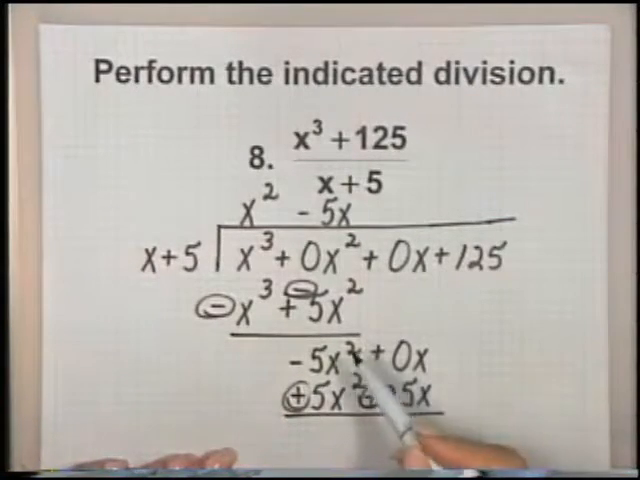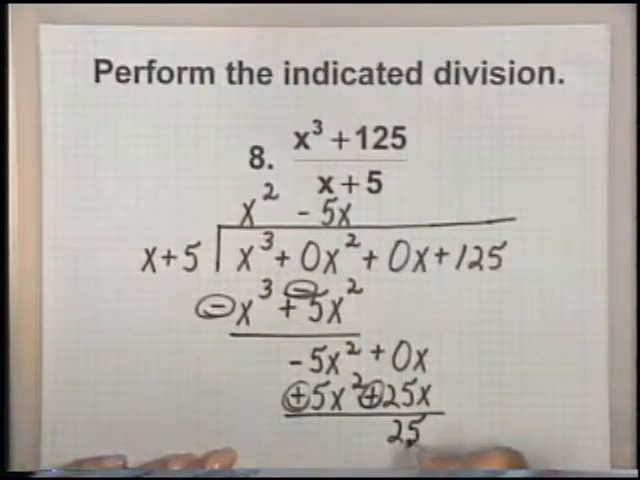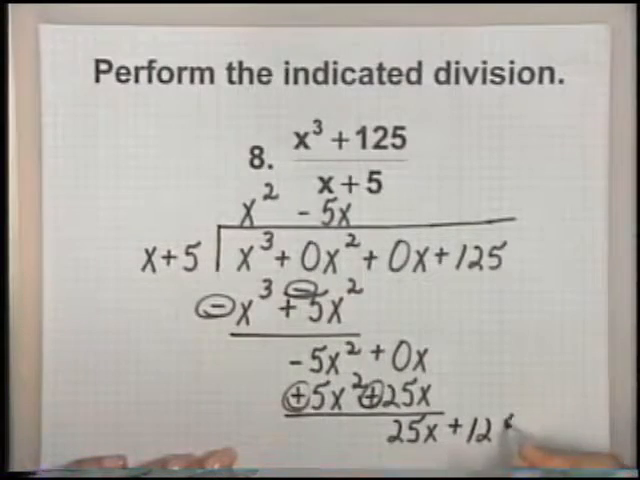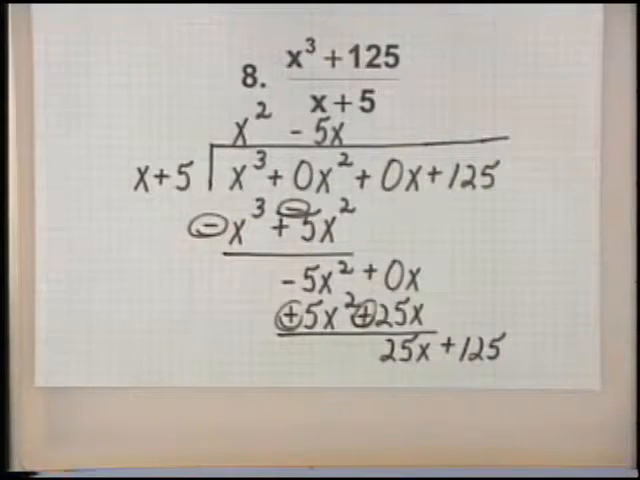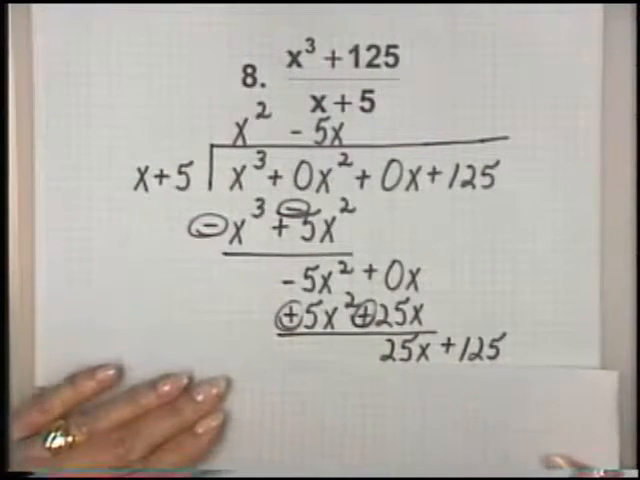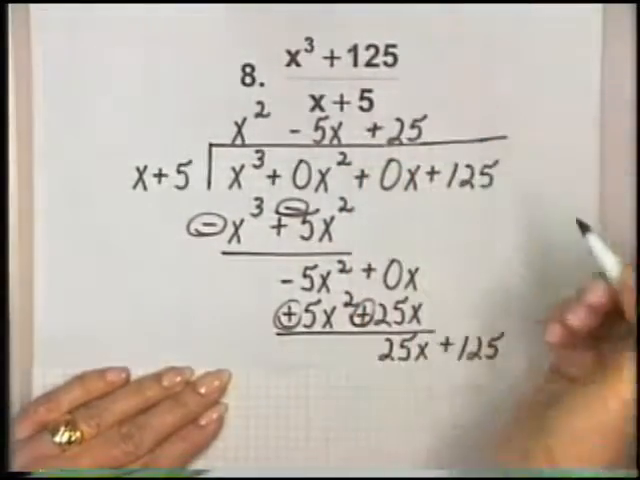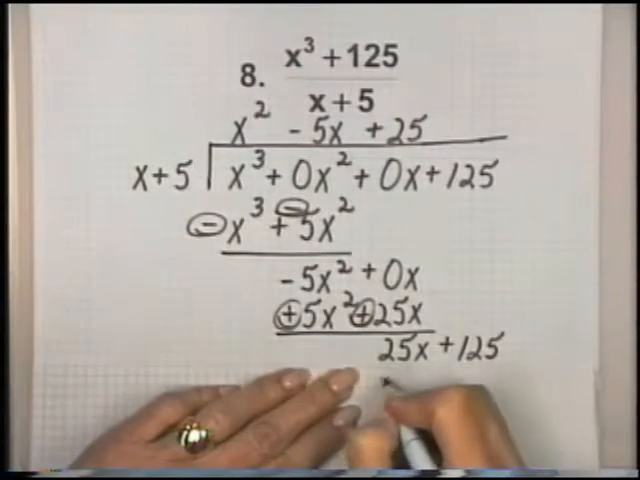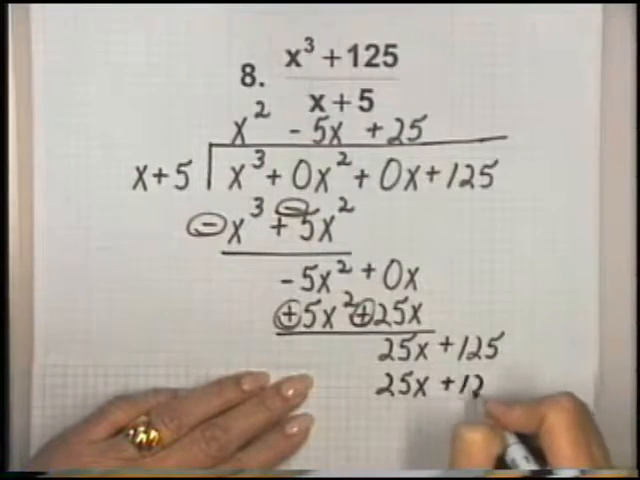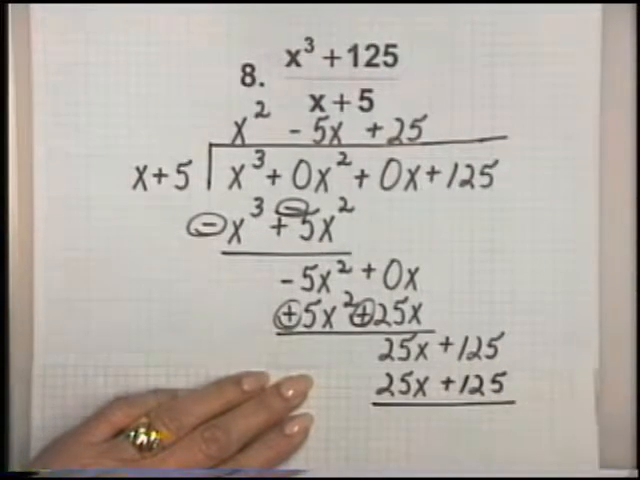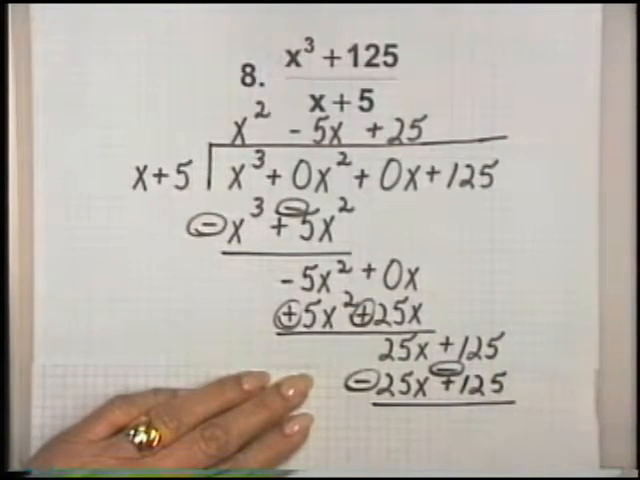Let's change those signs. Let's combine like terms. We get 0x squared. 0x plus 25x is 25x. Let's bring down the 125. Let's divide x into 25x. It will go 25 times. 25 times x is 25x. 25 times 5 is positive 125. Let's change those signs.